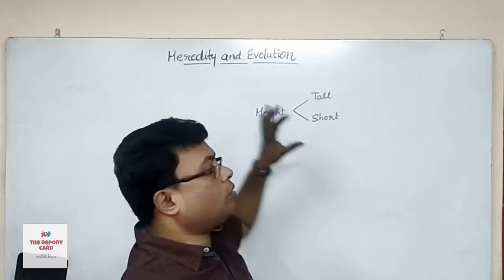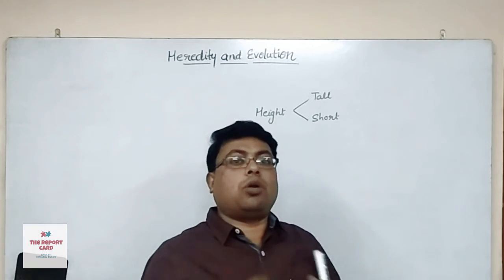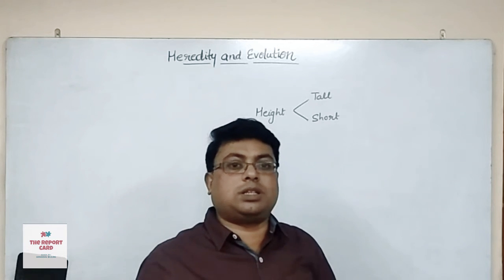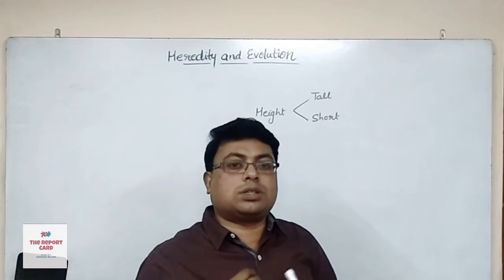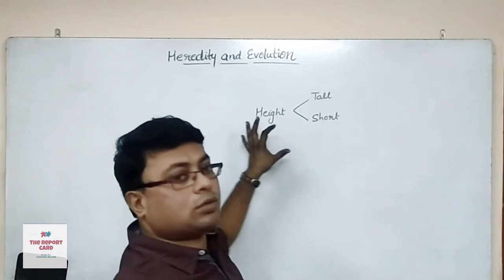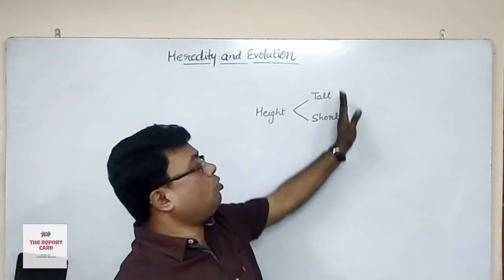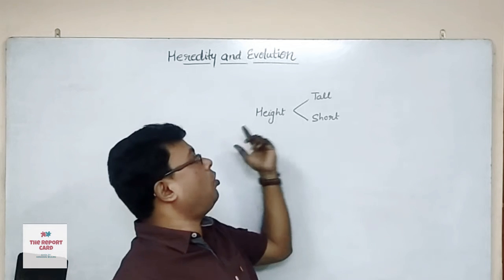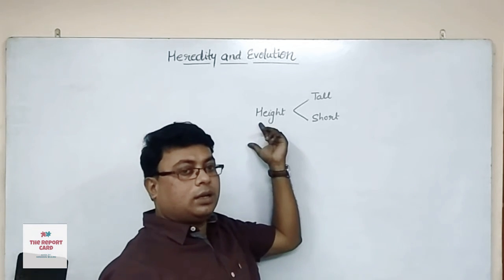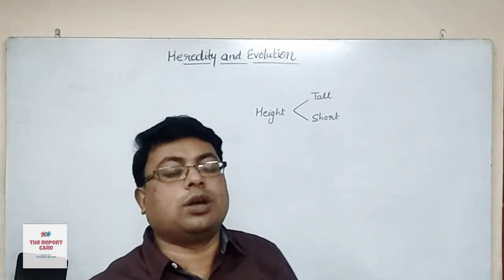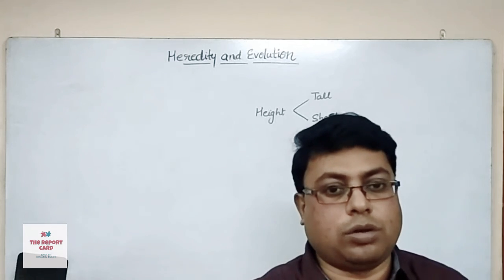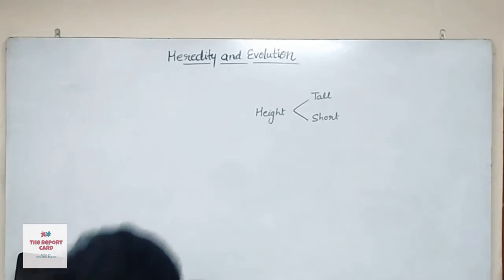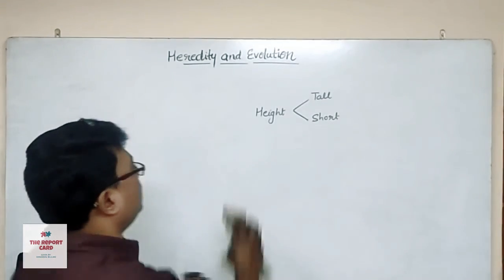So whenever a cross between two organisms of a species is done to study the inheritance of a pair of contrasting traits for a particular character, it is known as monohybrid cross. I'm just writing the definition. All of you please note it down.